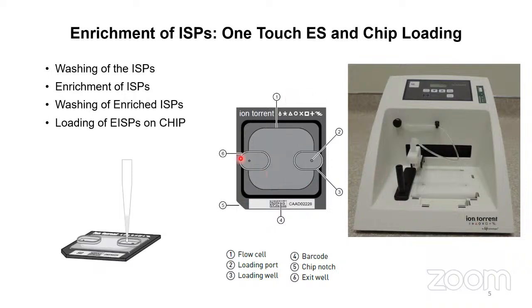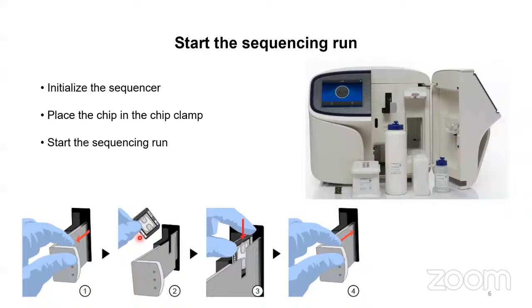And you will have proper template specific libraries, and those libraries will be loaded onto this chip, as shown here. Using a 1 ml pipette, the template specific libraries will be loaded on the chip. I'll be giving a demo of this chip and everything in a few minutes. Once your template specific libraries are loaded, you can load this chip and start the sequencing run.